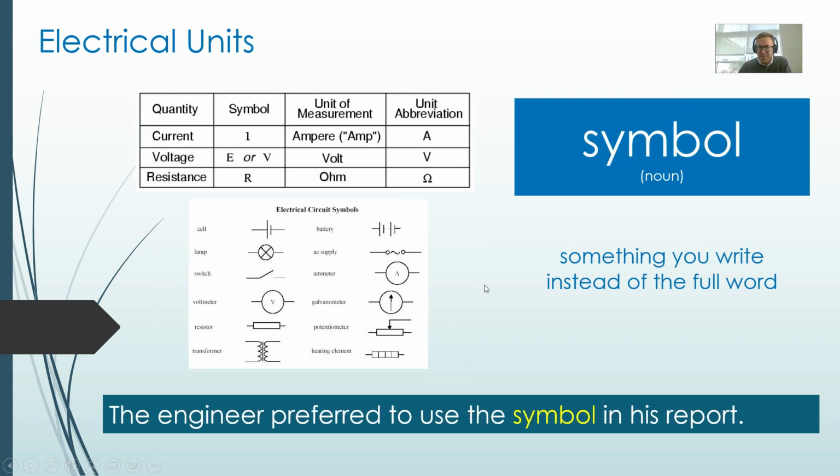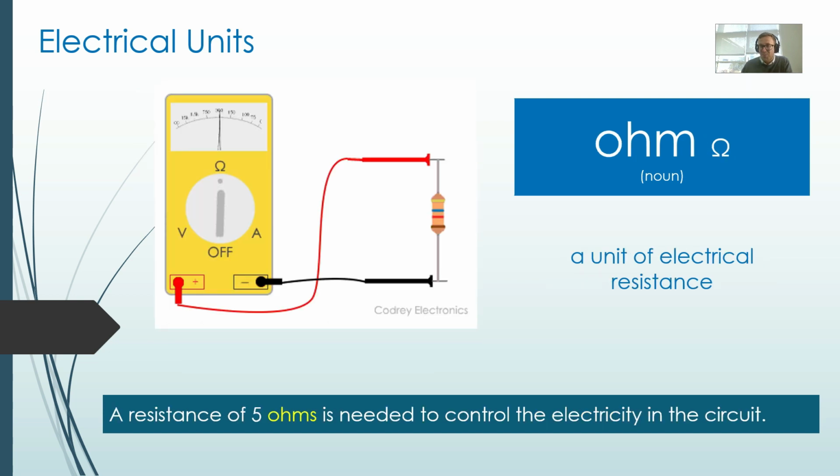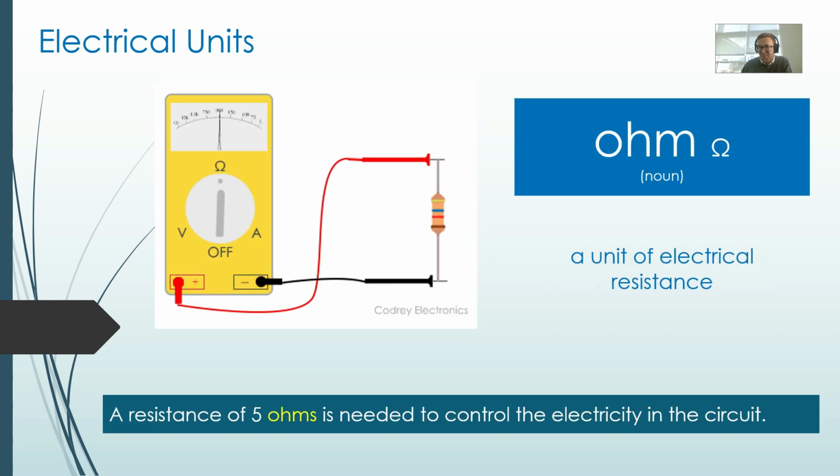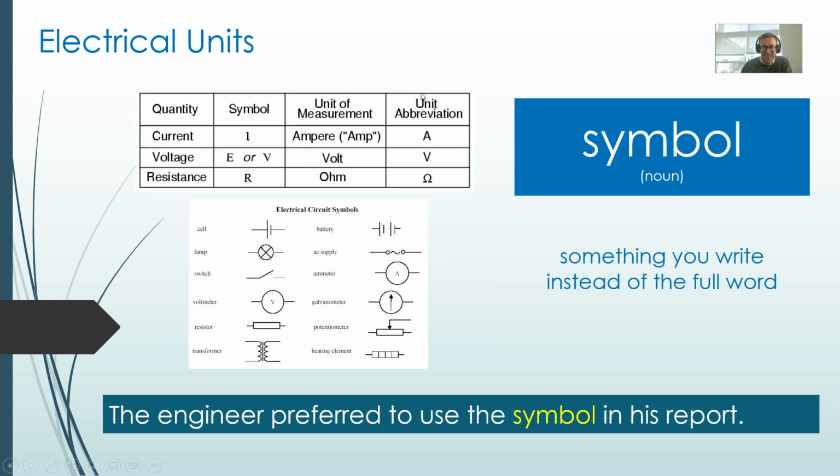Symbol. This is something you write instead of the full word. So for most of the words before, we've had J for joule, this symbol for ohm. So it's a small letter we use, or could be a small picture we use to describe something rather than writing the whole word. For example, the engineer preferred to use the symbol in his report.